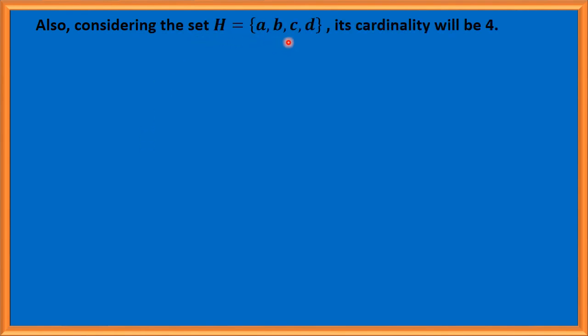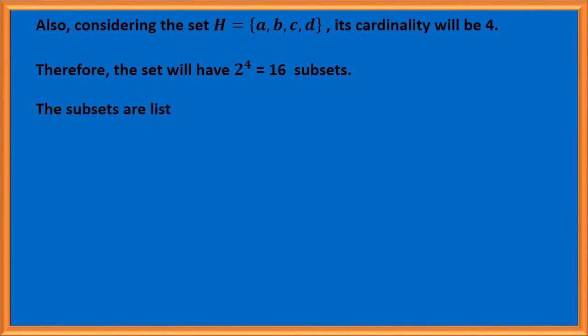So also, considering set H, which has elements A, B, C, D, the cardinality will be 4 since we have 4 elements in that particular set. So we can find the number of subsets by raising 2 to exponent 4, which will be 16. That means set H will have 16 subsets. And the list of the subsets is here.